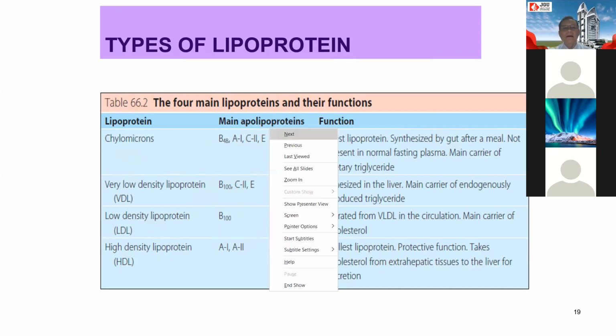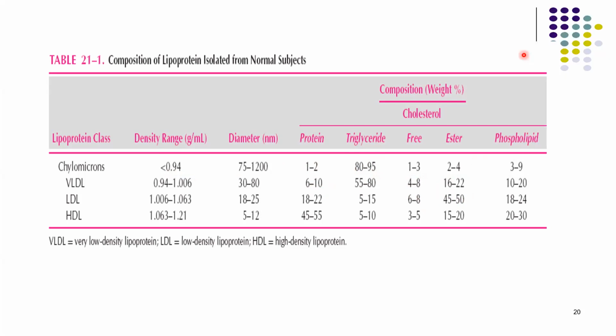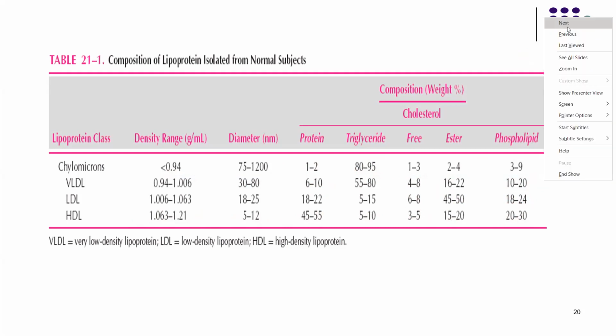Now, these are classified according to the density, diameter, and content. We can see that the content of triglyceride is high in chylomicron and VLDL, but the content of phospholipid is high in LDL and HDL.